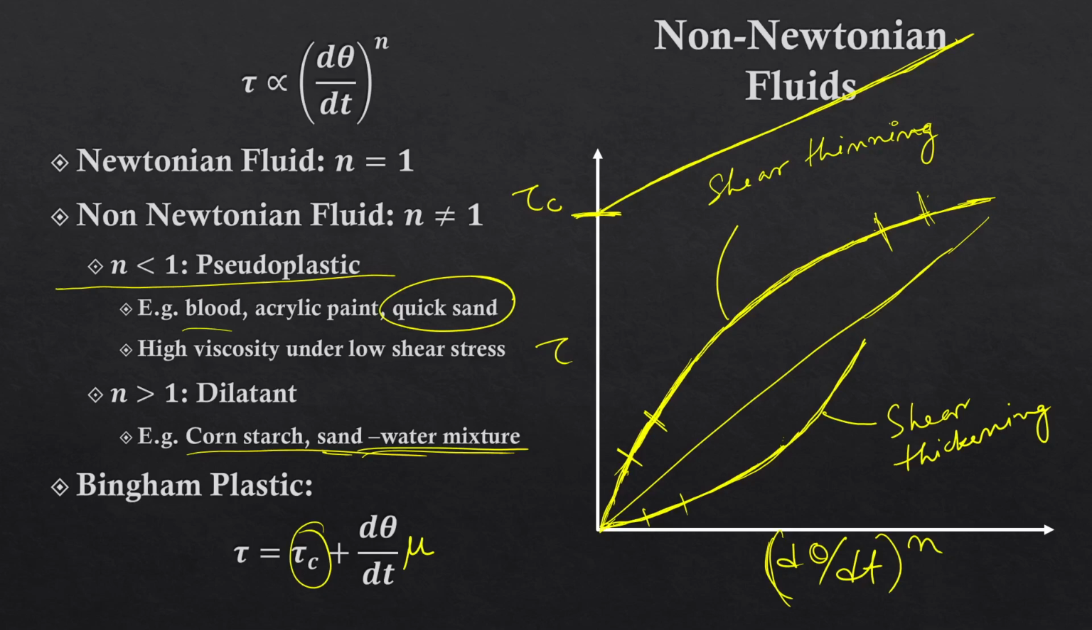You can look for different examples, and sometimes you can also do some experiments using different household items. For example, you can mix cornstarch with half the amount of water, and then it will behave as a dilatant, where if you want to stir it with a spoon, if you do it slowly, you can easily do it, but once you try to do it very fast, that means you apply very large shear stress, then it becomes very difficult and it almost behaves like a solid.